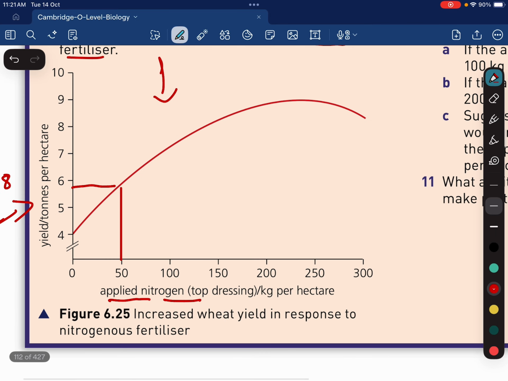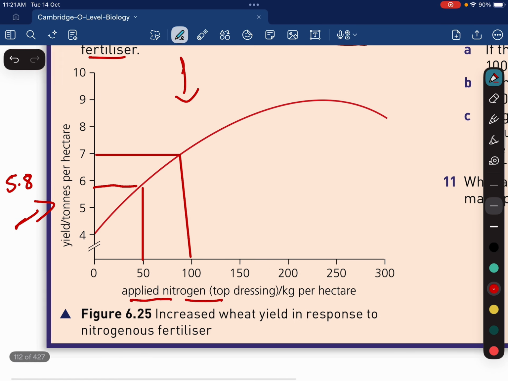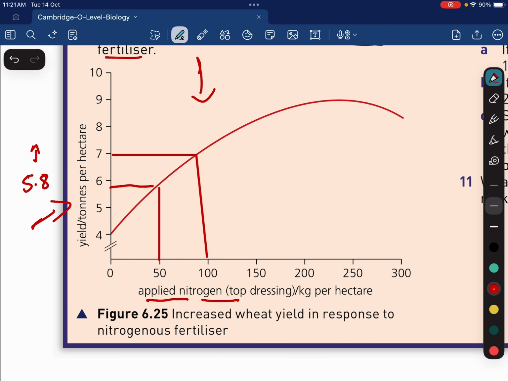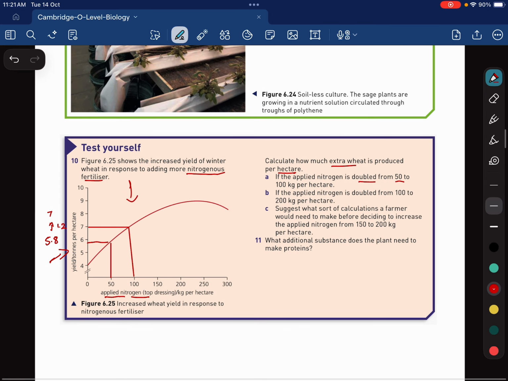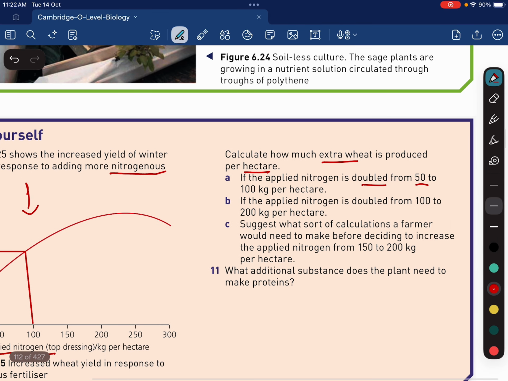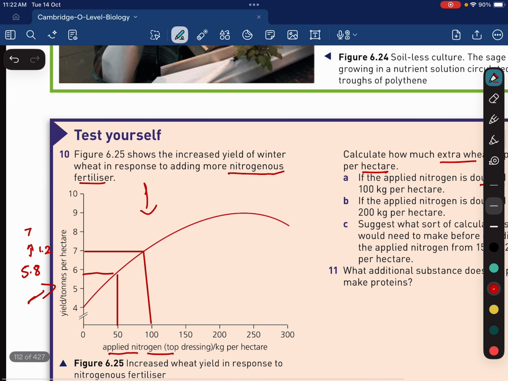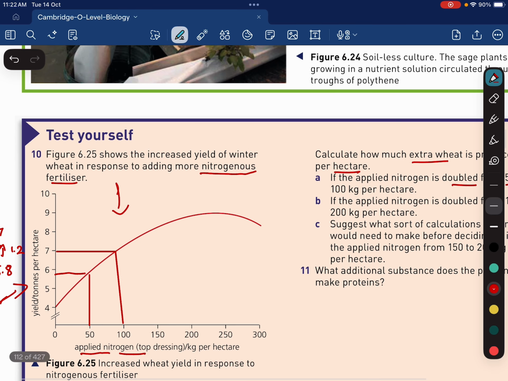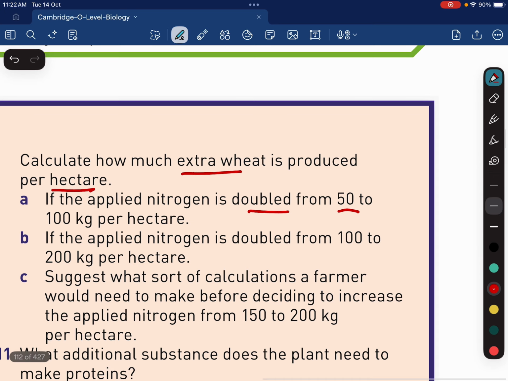And just as I said, if we double this into 100, how much are we gonna have? Let's look at that as well. Somewhat around 7. So we go from 5.8 to 7. The difference is 1.2, right? So that's what you're gonna say. How much extra wheat are we yielding? We're yielding 1.2 tons per hectare. That's gonna be the answer. It's gonna be 1.2 tons per hectare.